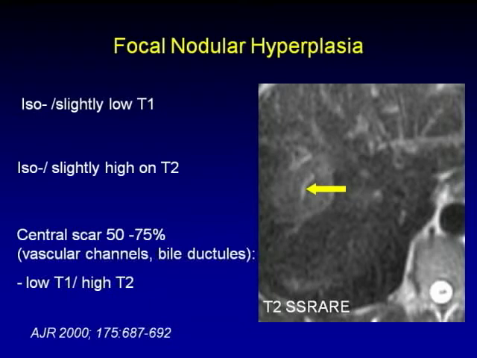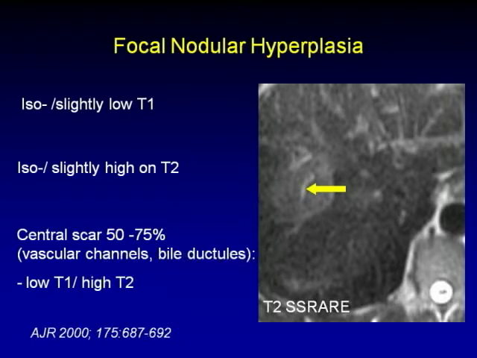So it's not surprising that it has similar signal characteristics to liver, but it might be a little bit too bright or a little bit too dark on T1. And the central scar, obviously, if you see that, it's very reassuring. When you see this lesion as an incidental finding, you're kind of done. So a central scar, which you don't always see. You may see it in 50 to 75% of the patients. You won't always see it, that's when the questions arise as to, what is this?